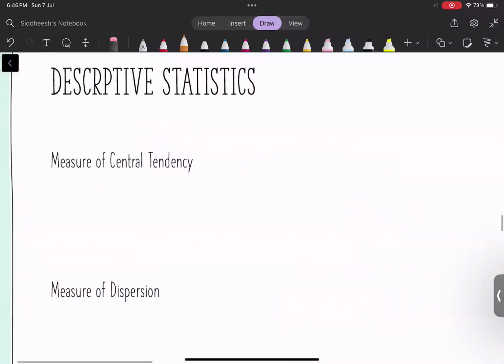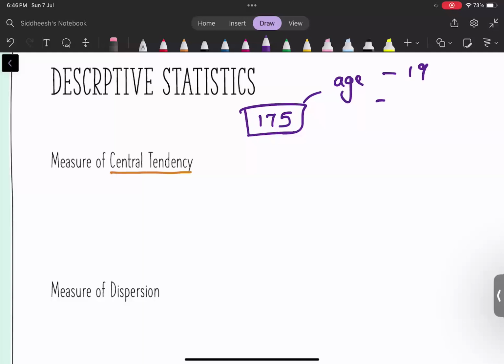Now let's discuss descriptive statistics. Two things we usually do: the measure of central tendency and the measure of dispersion. Correct. Now in the central tendency, suppose in this class we have around 175 individuals. If I call each and everyone and ask for the age, some will be 19, some 20, some 21, some 24. Up to this, I'm getting around 175 values out of it.